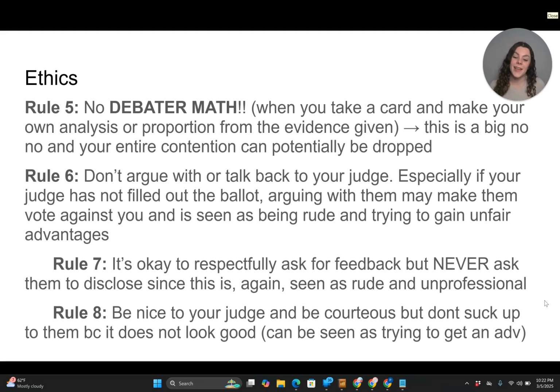Eight, be nice to your judge, courteous, but do not suck up. Does not look good. Your judge is not stupid. They're gonna know if you're trying to suck up to them. I've judged so many tournaments now that I'm in college, and so many people know me in the circuit and come up to me before or after the round and say, oh wow, I've heard so much about you. You're such an inspiration.